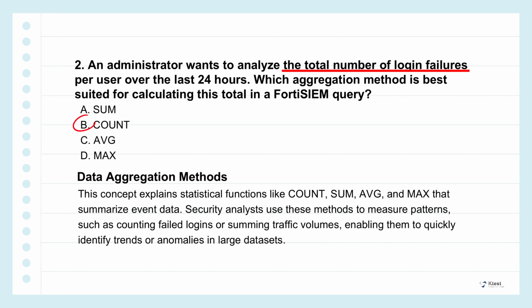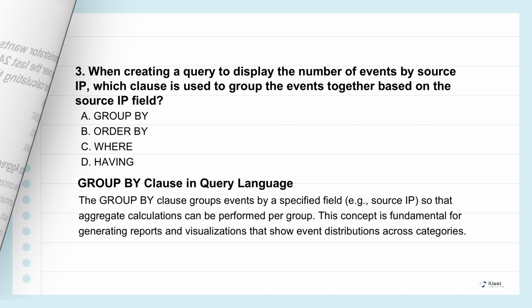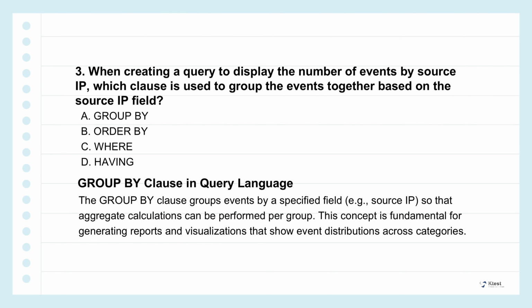But wait, if I just run count on login failures, I get one big number, right? Like 5,000 failures. That doesn't tell me who failed. Was it one person trying 5,000 times, or? Exactly. That's where structure comes in. A raw count isn't always enough. To make that count meaningful, to see the count per user, or say by source IP, you need to combine COUNT with the GROUP BY clause.